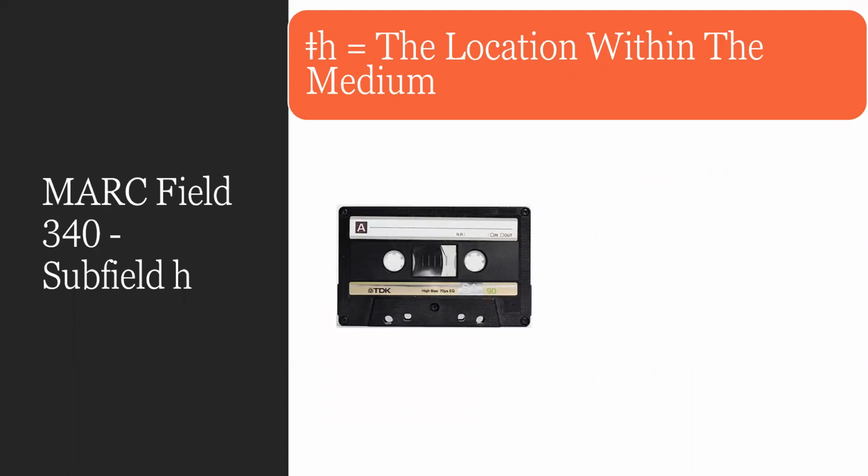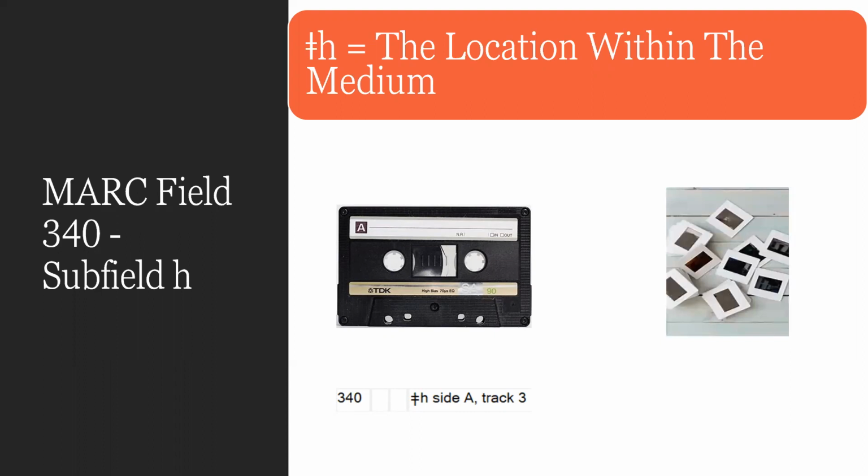Subfield H is the location within the medium. The location of the described materials within the material base and configuration. This is helpful if you want to point to a specific part of the whole. If you're cataloging that mixtape you made for your bestie and you want to note a song with particular meaning, you can use 340 subfield H to note where on the cassette the song lives. Similarly, if you have a rack of slides but want to give special attention to a certain slide, you can simply note it in 340 subfield H.